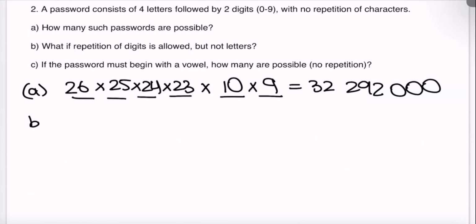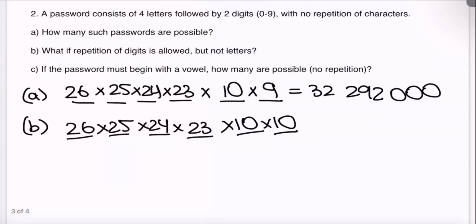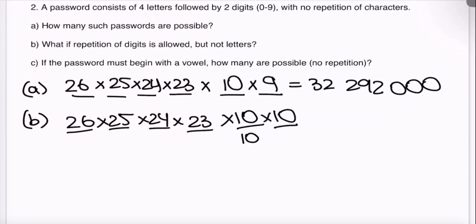B asks, what if repetition of digits is allowed but not letters? Well, in this case, we would still have the 26 times 25 times 24 times 23 because the repetition of letters is still not allowed, only digits. So we would have these first four the same, but instead of times 10 times 9, I'd put times 10 times 10 because we could possibly have the same digit twice, right? So there's 10 possibilities for this one, and then also 10 possibilities for the second one now that we don't have to eliminate whatever was chosen for the first digit.